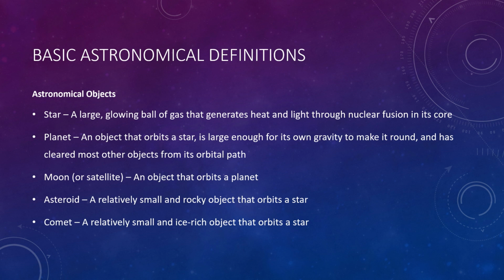And then we have comets, which are relatively small but icy-rich objects that orbit a star as well. And in our solar system, we have comets that mostly lie in what we call the Oort cloud, which exists far beyond the furthest planet, and sometimes they bump into each other and knock a comet closer, such as, for example, the most common one, Halley's Comet, which comes by something like every 70 years.